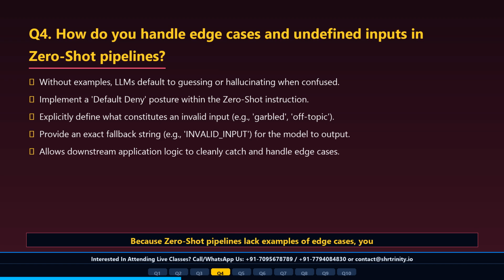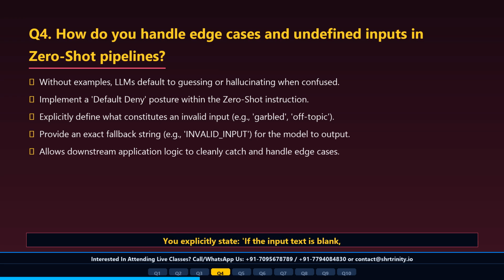Because zero-shot pipelines lack examples of edge cases, you must build explicit fallback logic directly into the instruction. If an LLM receives garbled input or data outside its domain, its default behavior is to guess or hallucinate an answer to please the user. To prevent this, a professional zero-shot prompt establishes a default denied posture.